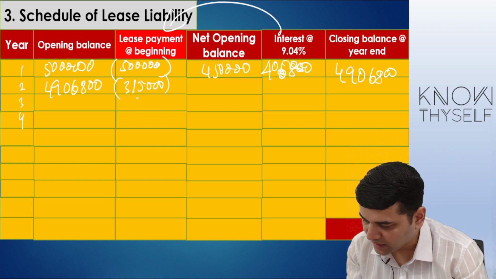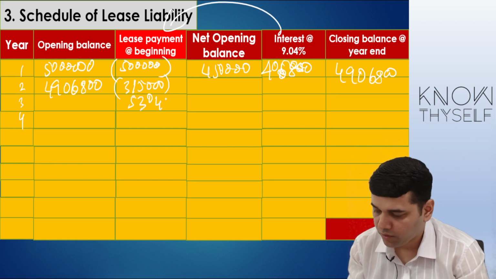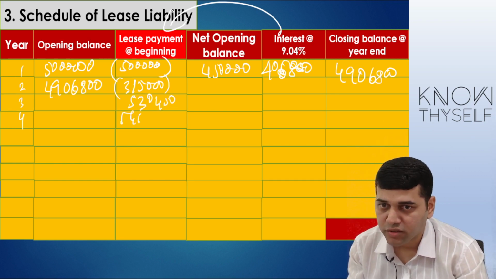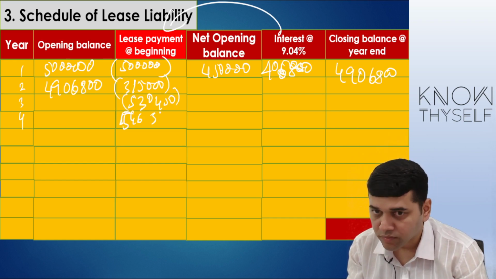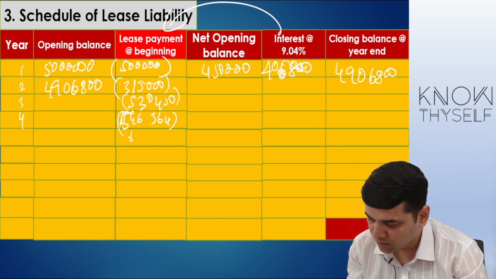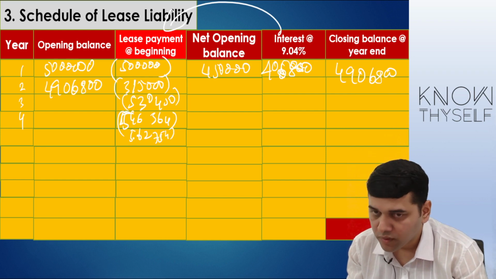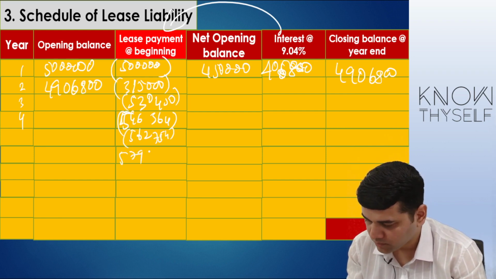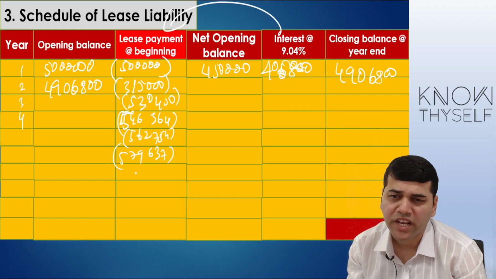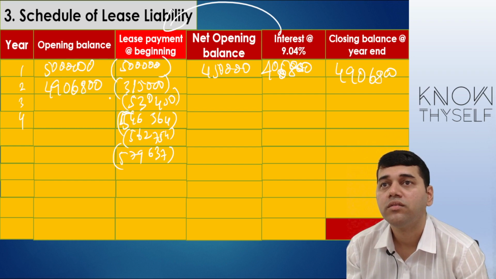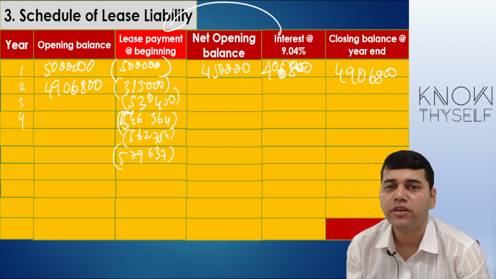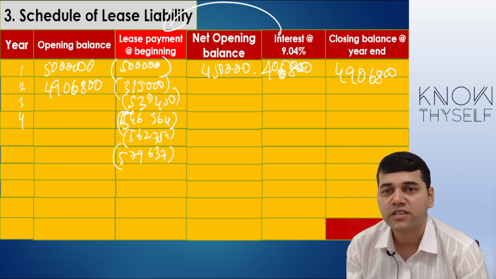3,15,000, 5,30,000, 450,000, 5,46,000, 364,000, 5,62,000, 79,000, 637,000. You plot every cash flow. I'm doing it. If you write year zero, then my first line will be blank.